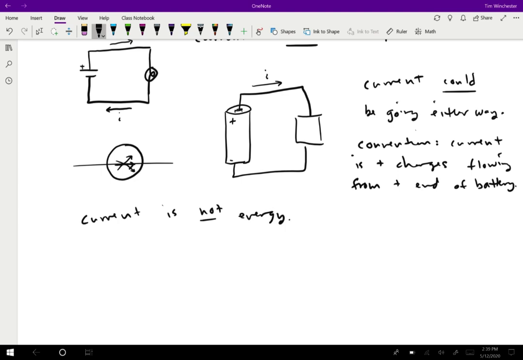Okay, if current were energy, then energy does get used up in the bulb. We know some of the electrical energy in the battery becomes light energy in the light bulb and then travels out to the rest of the room. So energy is used up. Okay, but the current is not.